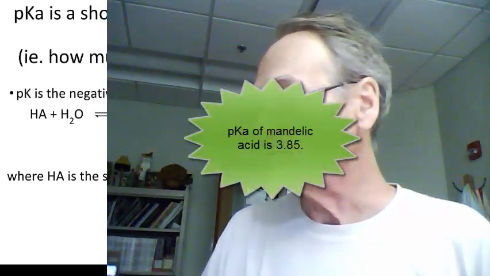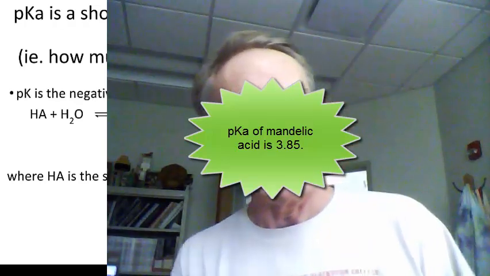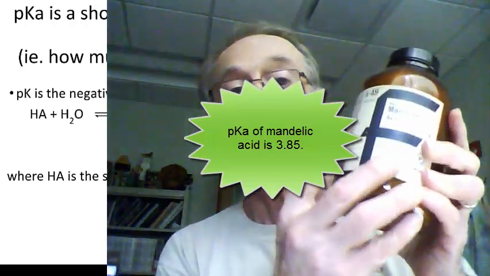So for example, this compound is called mandelic acid. It's just a specific acid that I pulled out of the stockroom. There are lots of different acids in our stockroom, and there are hundreds of thousands of different acids that have a pKa value. Each one has a different pKa value. The pKa of mandelic acid, I happen to know because I looked it up, is 3.85. Right on the label, it could say pKa equals 3.85 for this particular acid.